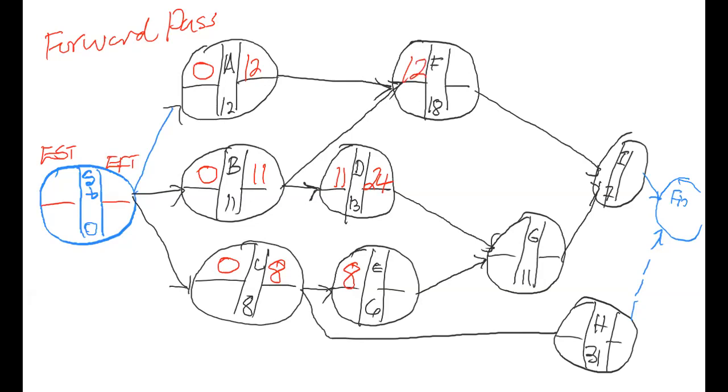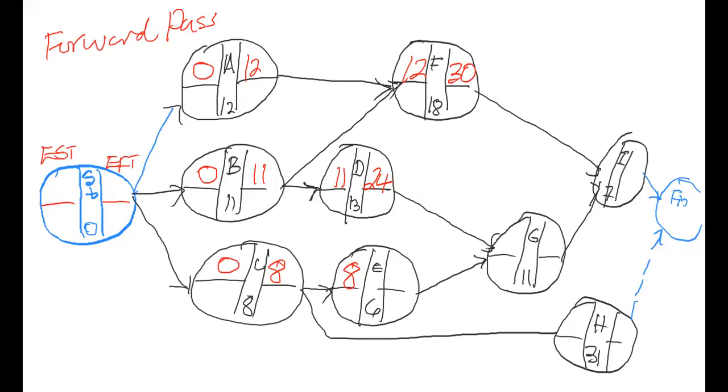Therefore, we define the early start of any activity as the maximum early finish of its immediate predecessors. So here the early finish of F's immediate predecessors were 11 for B and 12 for A. So the maximum between 11 and 12 is 12. So the early finish for F is at week 30. Good. Likewise, we go to G.